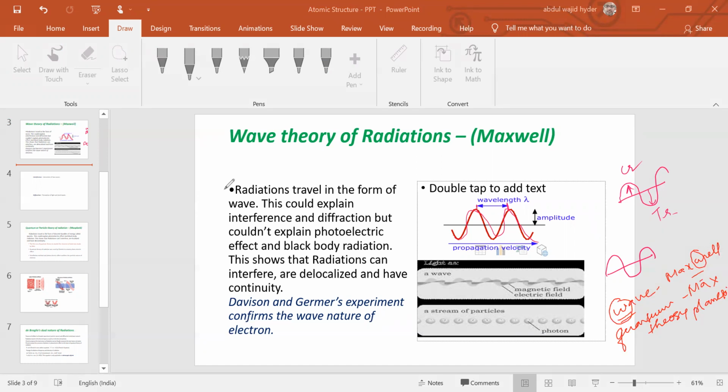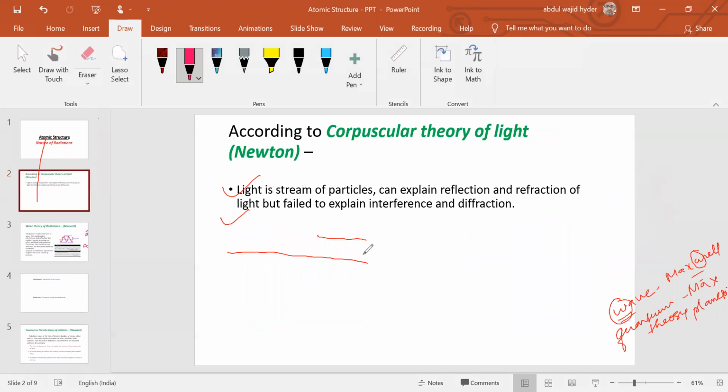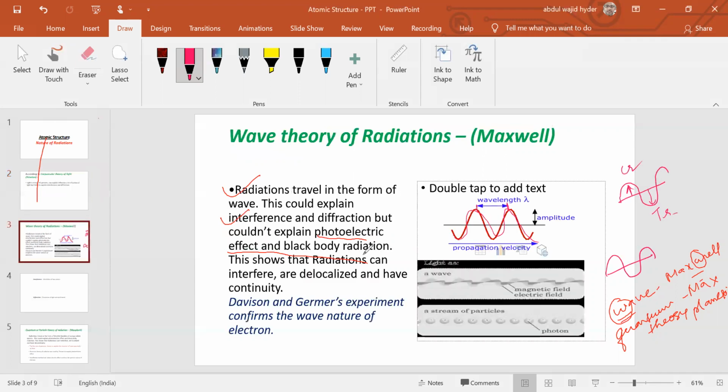So radiation travels in the form of waves, and this wave theory of radiation can explain interference and diffraction, but is unable to explain the photoelectric effect and black body radiation. In the previous slide, the corpuscular theory could explain reflection and refraction, but failed to explain interference and diffraction. So you gave the next theory. This could explain interference and diffraction, but unable to explain photoelectric effect and black body radiation.